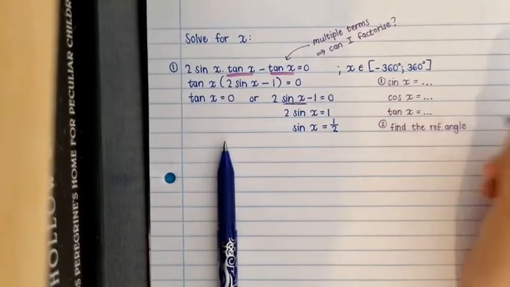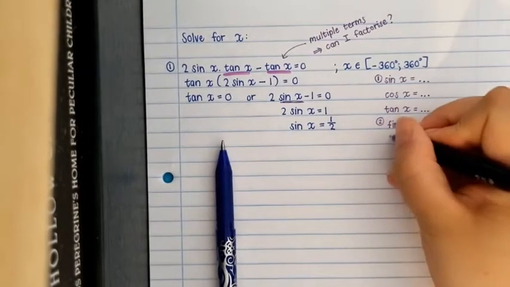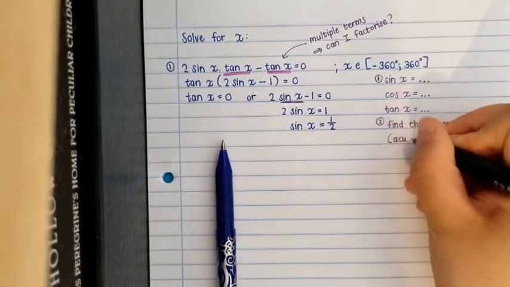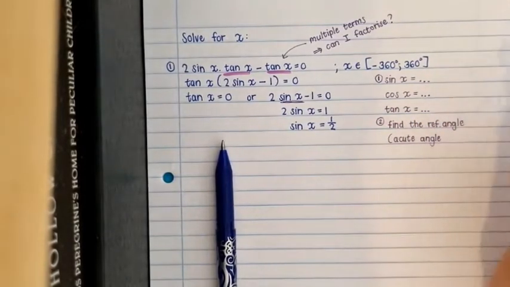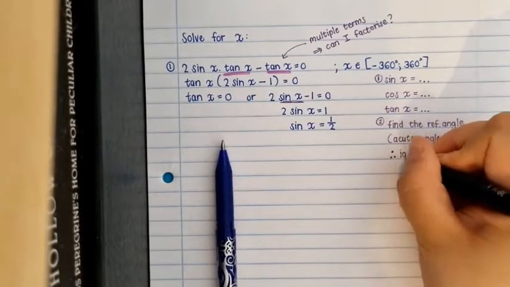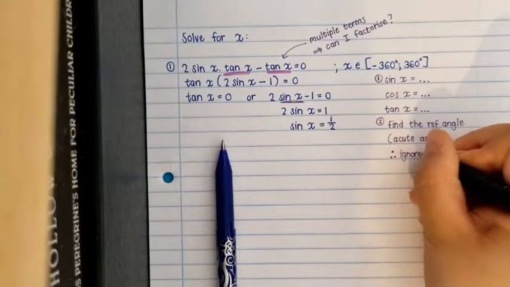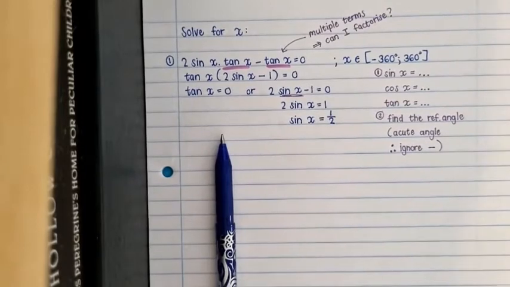Now, different teachers have a different approach to finding the reference angle. I always teach my students something that I think will work for everyone. I say that the reference angle is always an acute angle, so you have to ignore the minus if there is a minus. I'll see if that comes up in any of the examples that I'm going to do.